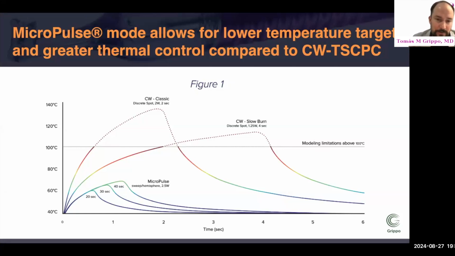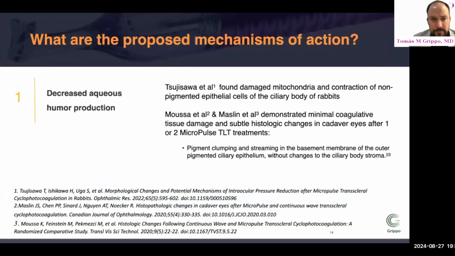And in the next couple of slides, I'll try to explain the evidence we have so far when it comes to trying to explain the biologic effect of getting those temperatures of 60, 70 degrees on target tissues with MicroPulse TLT. So when it comes to the proposed mechanisms of action, one of them would be decreased aqueous humor production. And this is based on basic science work.